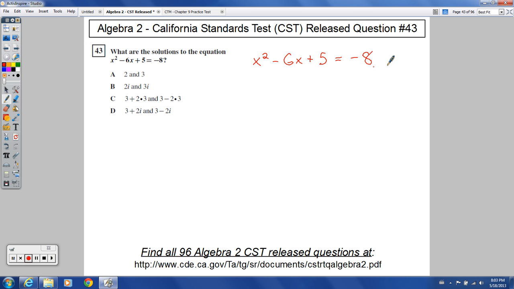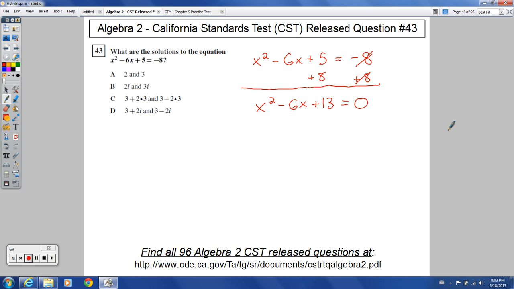To solve any quadratic equation for x, we need to get one side equal to 0 first. So I need to add 8 to both sides to start. Getting rid of that will give me x squared minus 6x plus 13 equals 0.